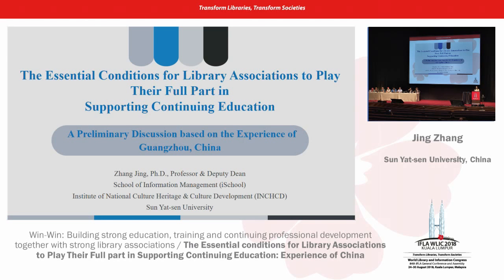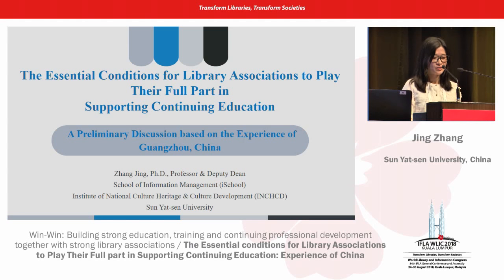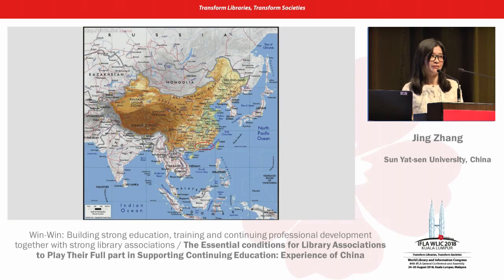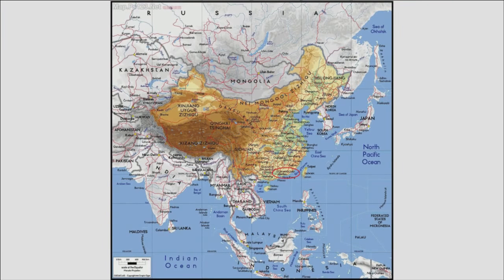I'm Zhang Jing from Sun Yat-sen University of Guangzhou, China. I'm going to talk about a preliminary study, based on the experience of my city, on the essential conditions for library associations to play their full parts in supporting continuing education. Here I have a map of China, which can show you where we come from and where the stories come from. We're located in Guangzhou City, Guangdong Province, the south part of China.